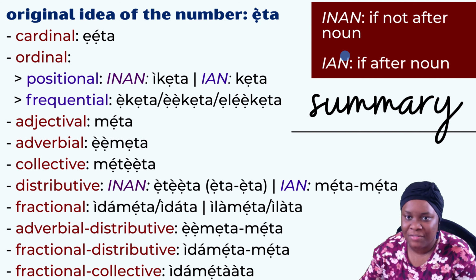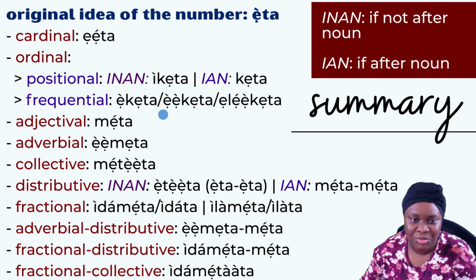INAN is if not after noun. IAN is if after noun. So the original idea of the number is eta. Cardinal form eta. Ordinal if not after noun, iketa. If after noun, keta. Frequential eketa, eketa, eleketa.